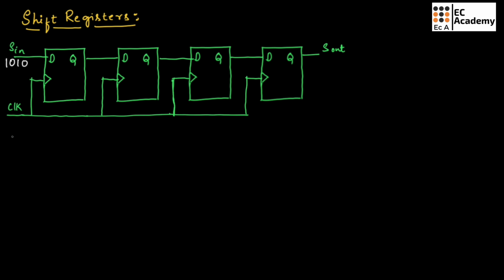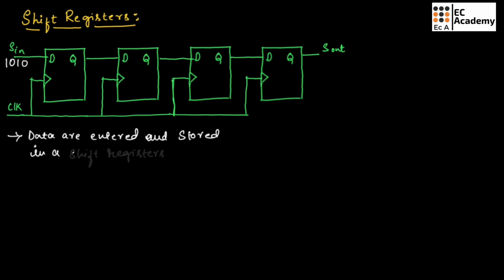So, we can say the data are entered and stored in a shift register. Once the data is stored, this data can be taken out whenever it is necessary or whenever it is needed.